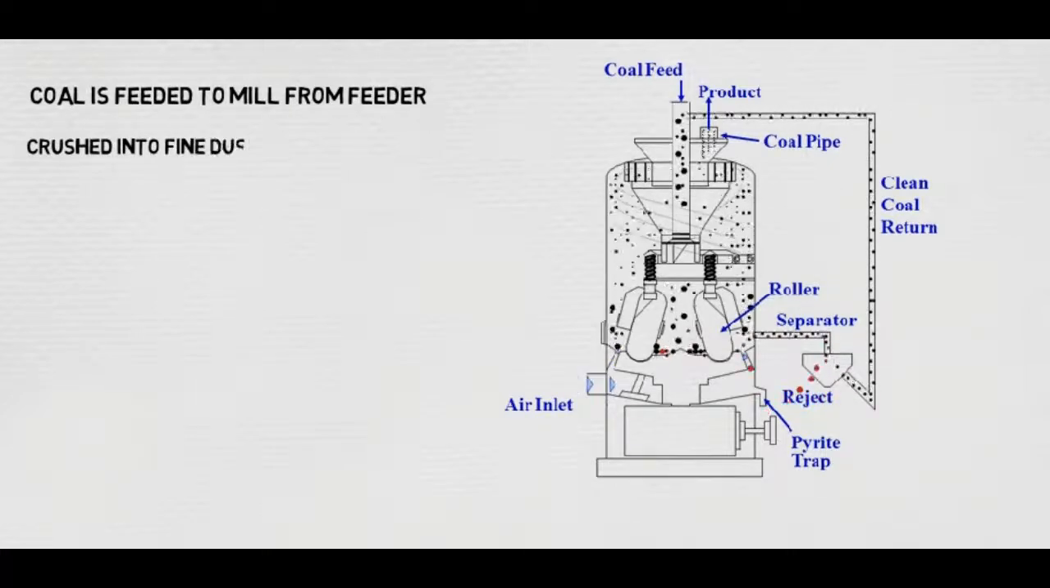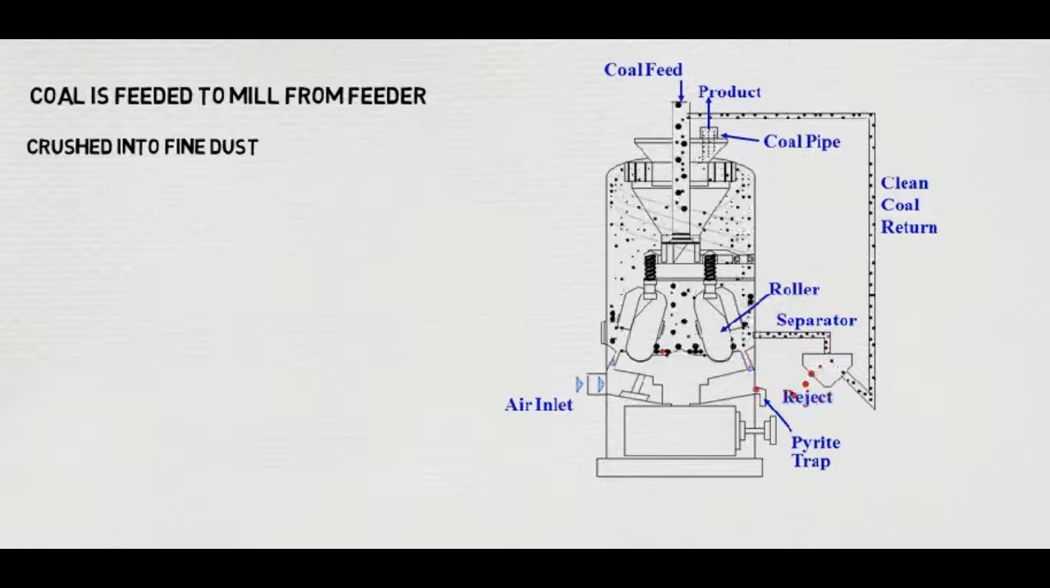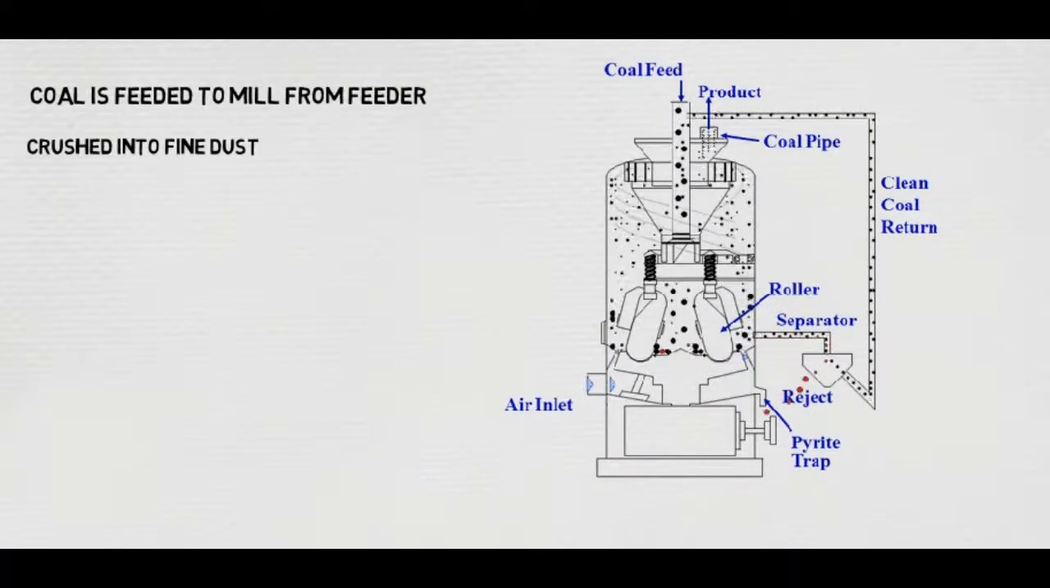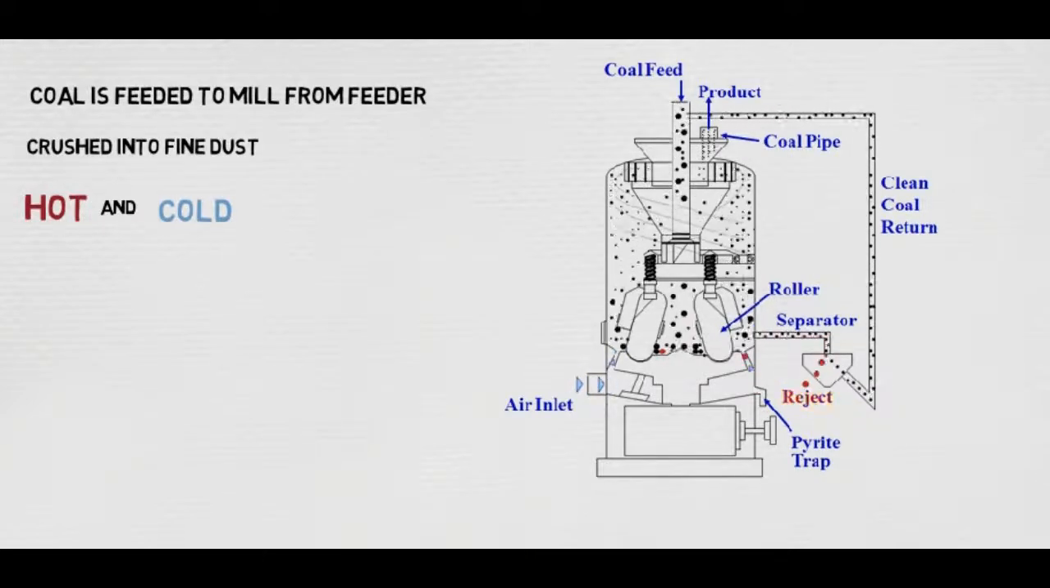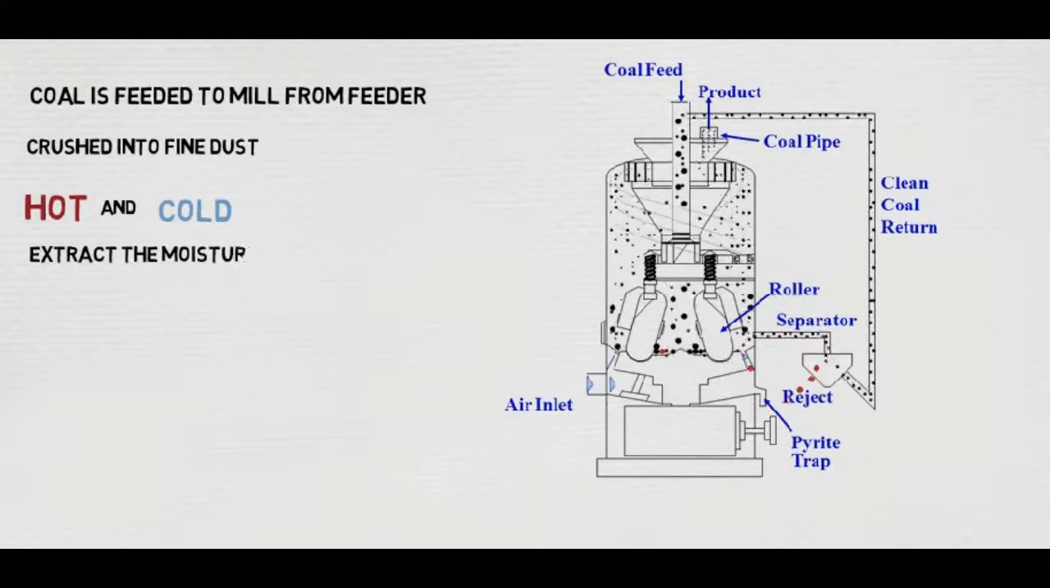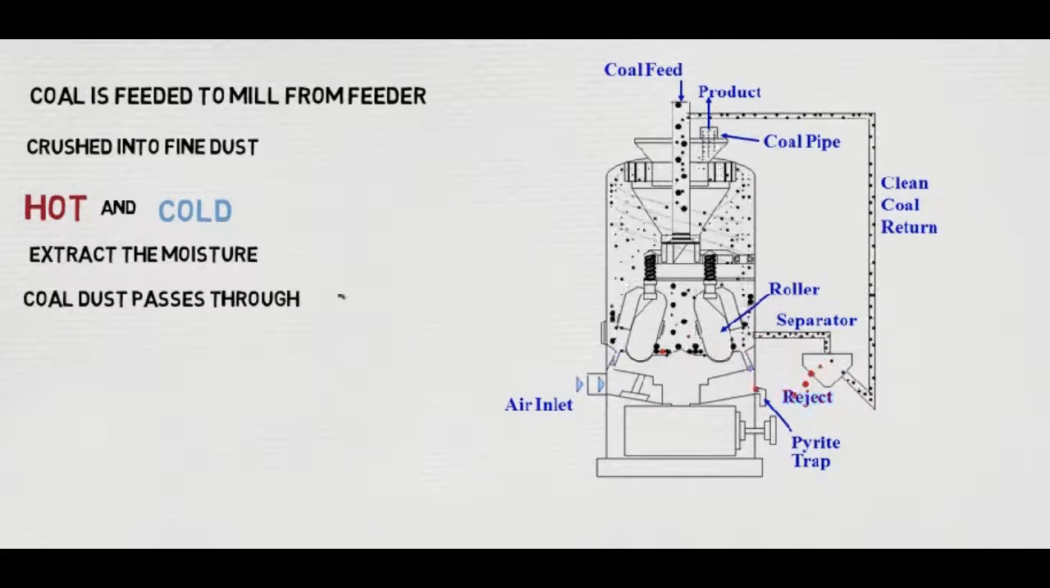The roller is used to crush the coal into fine dust, and the waste material goes into the MRS, which is the mill rejection system, by the separator. The mixed airflow, that is the hot and cold air, enters the mill for extraction of the moisture contained in the coal. Finally, the coal dust that is prepared passes through the coal pipe and is then fed into the boiler for lighting up the boiler.